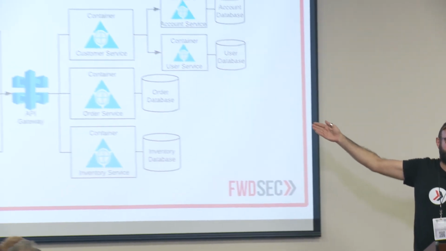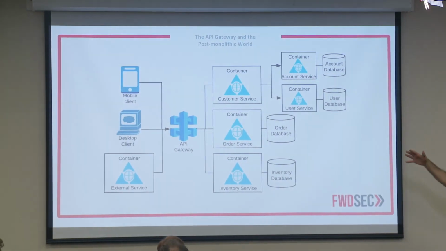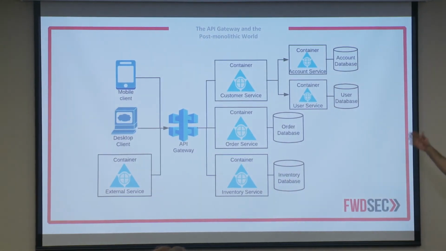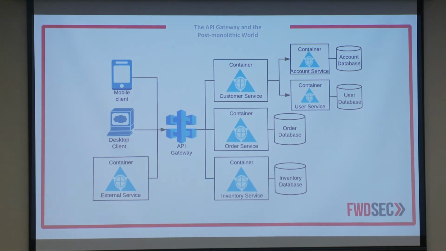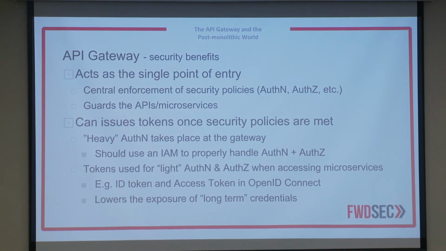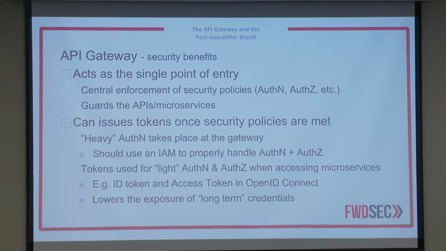You can see you have different channels. You have a mobile client, a desktop client, other external services. They go through an API gateway, and there are several microservices, each with their own database, and you can even have further granularity if you wanted to. So what are the security benefits of using an API gateway?